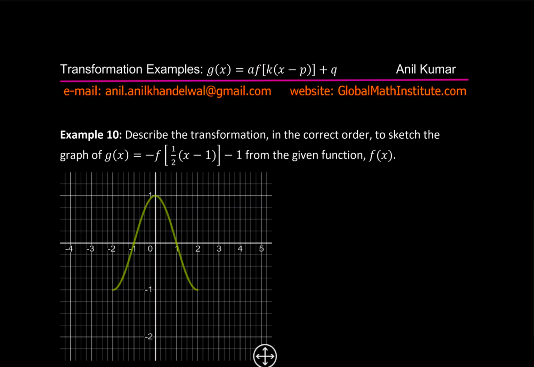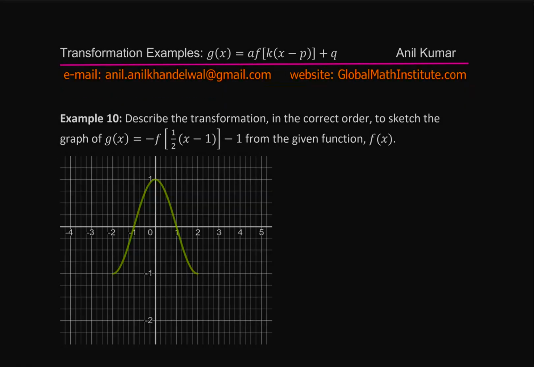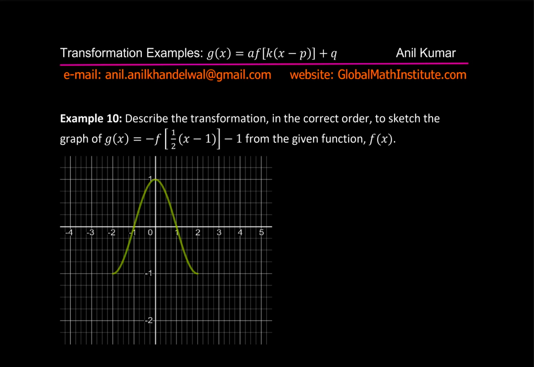The last question here. Describe the transformations in the correct order to sketch the graph of the given function. The transformations: minus, that means there is a vertical reflection, f of half x minus 1 minus 1. So let's write down these transformations. The very first one here is the reflection on x-axis.